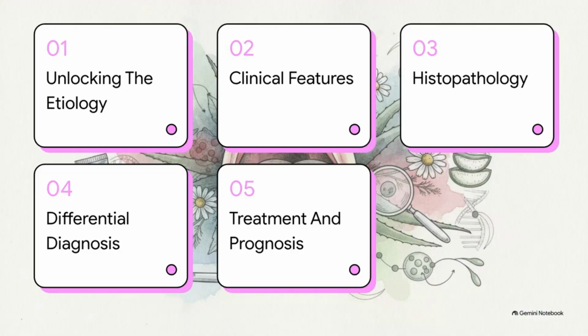All right, here's our roadmap for today. We're following a strict medical model progression, which mirrors exactly how you should study for the boards. First, unlocking the etiology. Second, clinical features and variations. Third, histopathology and the immune response. Fourth, the differential diagnosis. And finally, number 5, treatment and prognosis.